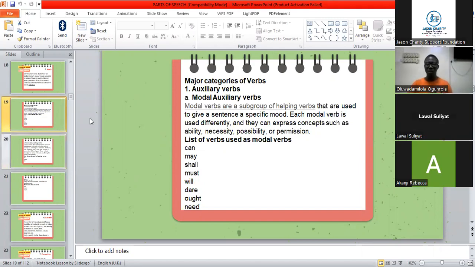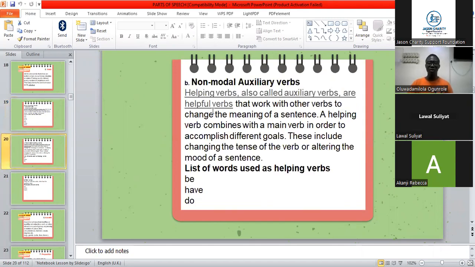So those are the first part of the categories of the auxiliary verb. The second one are the non-modal auxiliaries. Some will say that these are also called auxiliaries, and they are helpful verbs that work with other verbs to change the meaning of a sentence. A helpful verb combines with a main verb, just as I said earlier, in order to accomplish different goals. Now, basically, for the non-modal, we have just three of them. We have the be, we have the have, and we have the do.